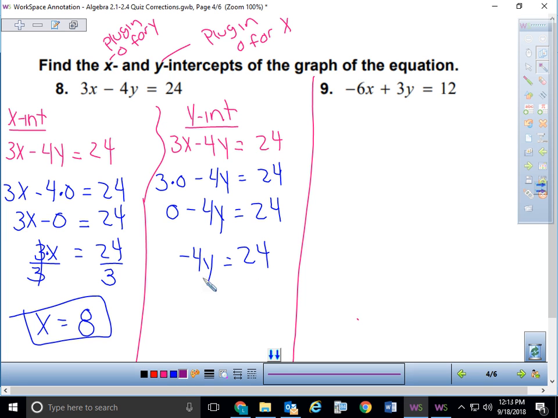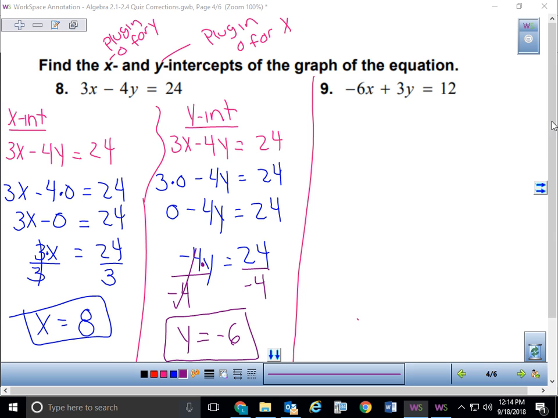Undoing the secret operation of multiplication here to get y by itself. Divide by the entire number in front of y, not just 4, but negative 4. This tells me my y-intercept is, well, positive divided by negative is negative. 24 divided by 4 is 6. Y-intercept is negative 6.